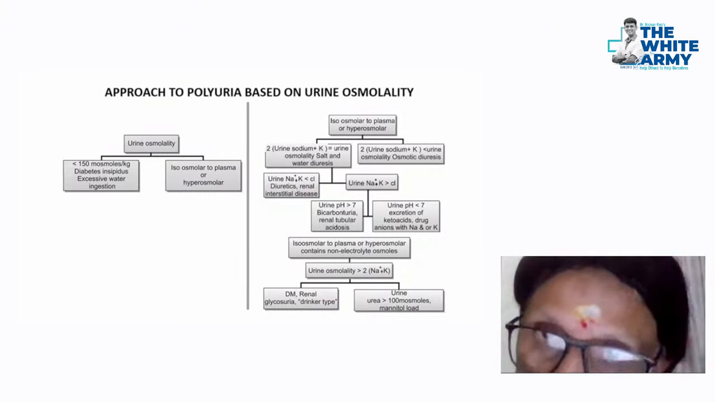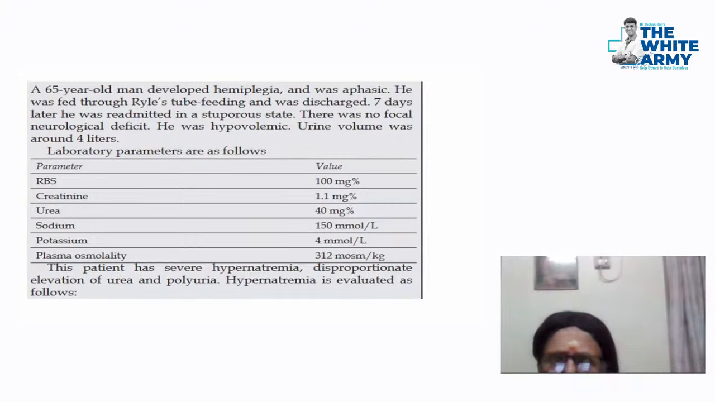Now, just see what is happening to this patient. This is a 65-year-old man who developed hemiplegia. He was also aphasic. He was fed through a Ryle's tube feeding and was discharged. 7 days later, he was readmitted in a stupor state. There was no focal neurological deficit. He was hypovolemic. Urine volume was around 3 liters. So straight away, by definition, anything more than 3 liters contributes to polyuria. So this patient had polyuria.